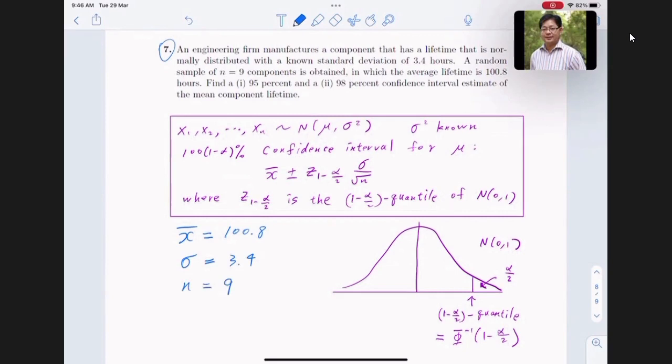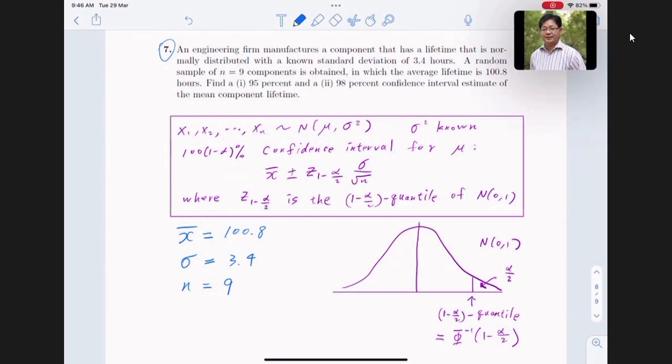But in the formula, we also need this quantity. This is the quantile from the standard normal distribution. Now, what does it mean? It is the 1 minus alpha over 2 quantile. The value of alpha depends on the coverage, how wide a coverage we require for the confidence interval. In the question, we are asked to find a 95% confidence interval, so 95% corresponds to alpha equal to 0.05.